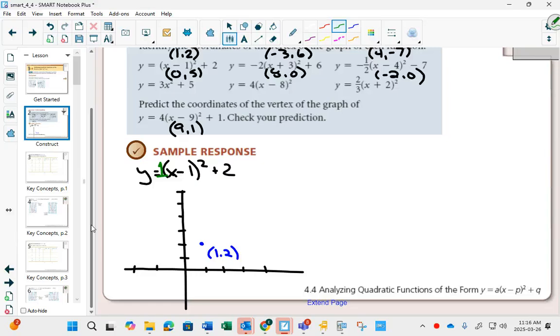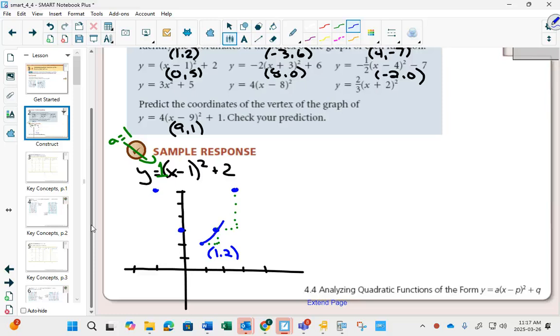Even though it's not written here, can you see that your a value is equal to 1? If your a value is equal to 1, it's positive, it's going to open up. And since it's a 1, it's the same shape as a regular x squared graph. And the pattern we saw on a regular x squared graph is you could go over 1, up 1. So that would give me another point in both directions. I could go then over 1, up 3. And that would give me a second point in both directions.